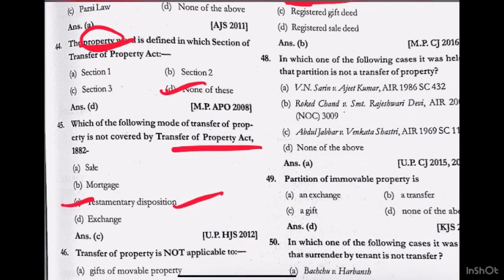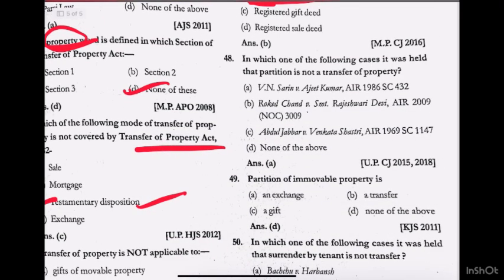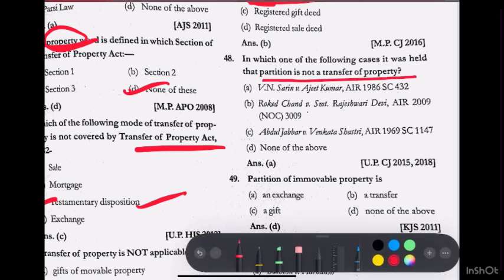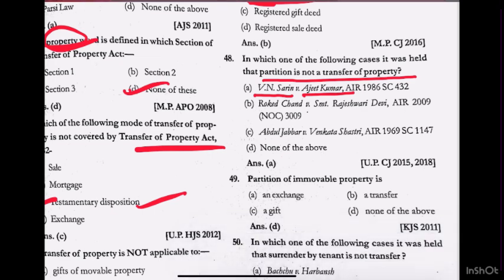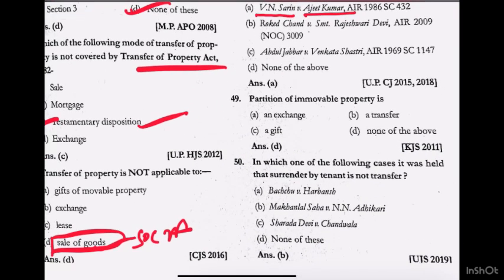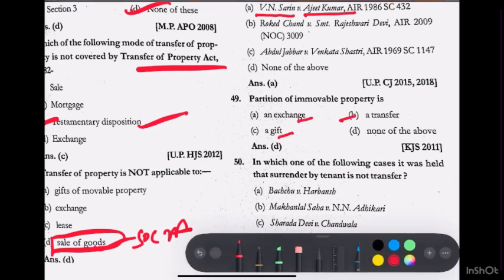In which of the following cases was it held that partition is not a transfer of property? It was dealt with under V.N. Sareen versus Ajit Kumar. Let's move on to question number 49. Partition of immovable property is an exchange, a transfer, a gift, or none of them. None of them. So the correct answer is D.